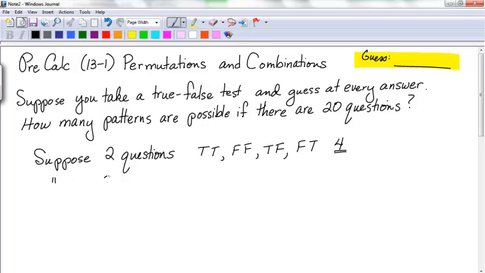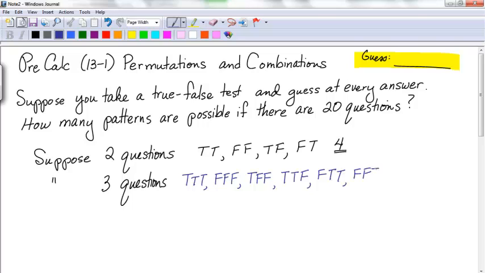And let's say what happens if there are 3 questions. If we did 3 questions, one possible pattern would be true, true, true. One pattern would be false, false, false. Another one would be true, false, false. True, true, false. False, true, true. False, false, true. True, false, true. And false, true, false. And if you look at that, there ought to be 8 possible patterns.